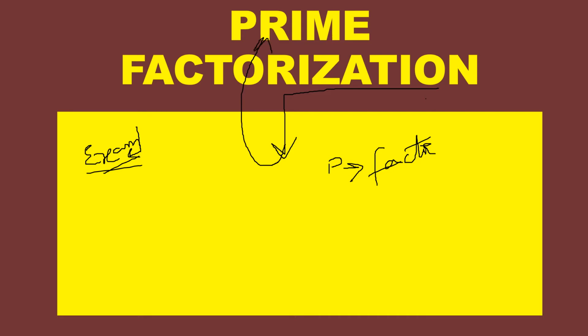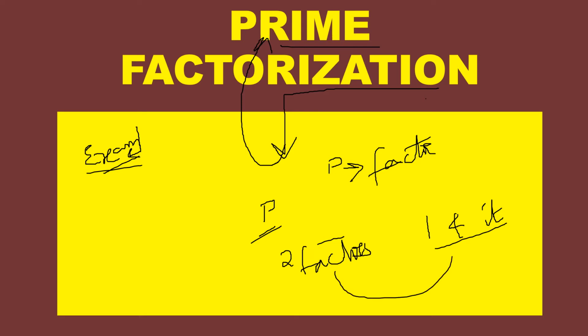Okay, here the name is prime. Prime means we know the prime numbers. Okay, what are prime numbers? The numbers which have only two factors, or we can say the number which is divisible by only one and itself.